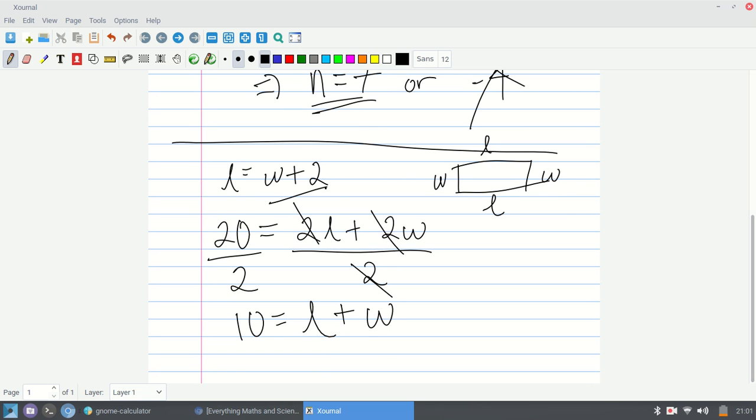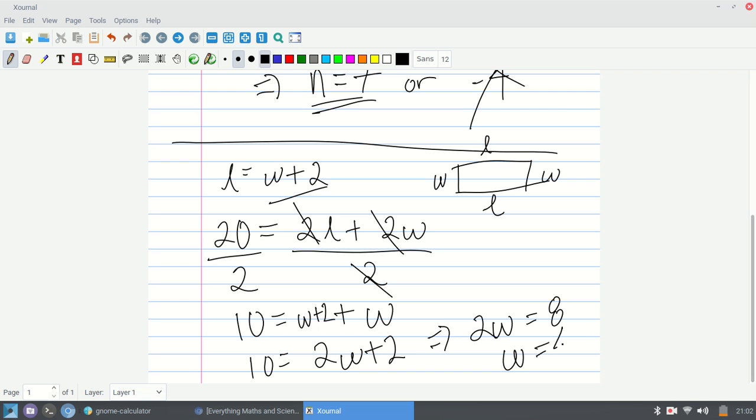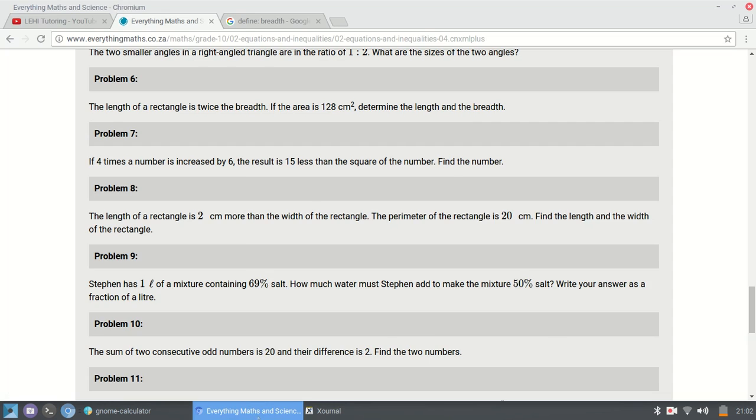But the length is width plus 2, right? So I can replace L by width plus 2. So that means that 2 width plus 2 equals 10. That means that 2 times the width equals 8, or that the width is 4. Which must mean that the length is 2 more than that, which means that the length is 6. Okay? And so that is the solution to that problem.